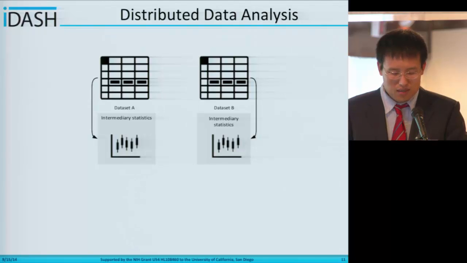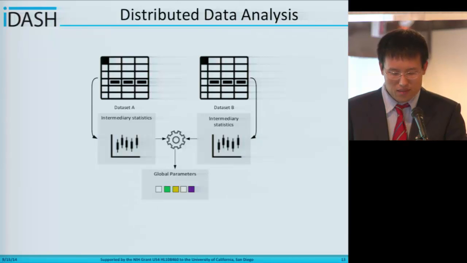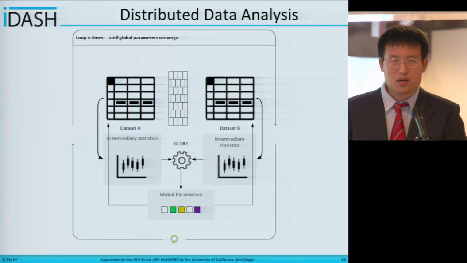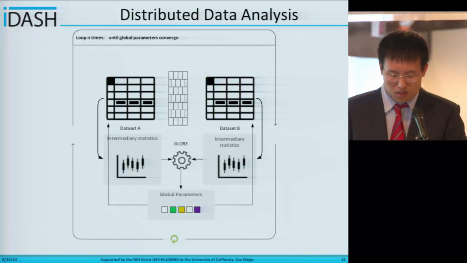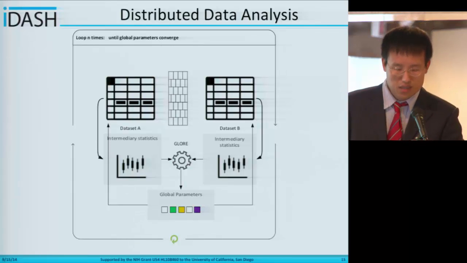First, each site calculates some intermediate statistics locally. Then they send those statistics to a global server, and the global server calculates a set of global parameters. The global parameters are sent back to each local data site to enable the calculation or update of the intermediate statistics for a second iteration. Following the same procedure, we repeat n times until the global parameters converge. We can finally build a global model without the need to share patient-level data.